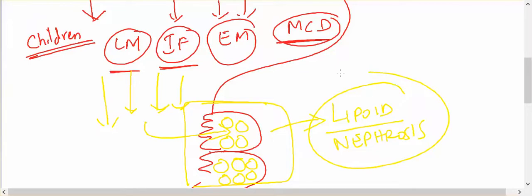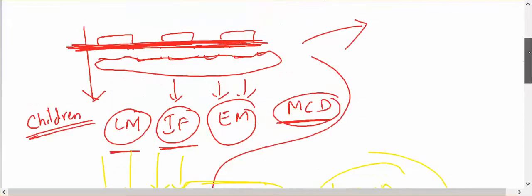But nowadays we are not using that name because we know the exact pathogenesis. It is due to the effacement of the foot process. But in any nephrotic syndrome, long-standing nephrotic syndrome, you can see this kind of vacuoles in the proximal convoluted tubules. It is called lipoid nephrosis. Understand? Okay, this is one disease called minimal change disease.